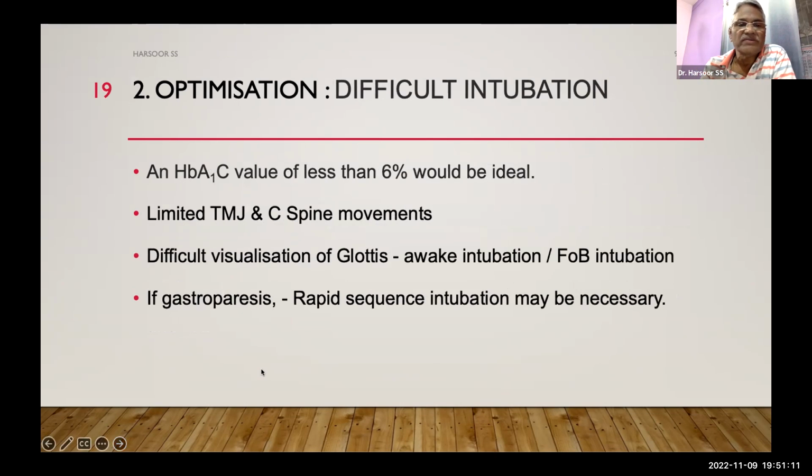And the second point I was telling, the difficult intubation, which is the anesthesiologist's domain exclusively, and an observation about the HbA1c value, which preferably should be less than 6, that would be ideal, but many times it will not be so. Because of the glycosylation, as I said earlier, there will be limited TMJ movements or C-spine movements. So this will end up in a difficult visualization of the glottis. Therefore, we must always be prepared for either awake intubation or things like fiber optic intubation wherever it is possible. And if the patients are known to have gastroparesis, we should even be prepared to do a rapid sequence intubation.